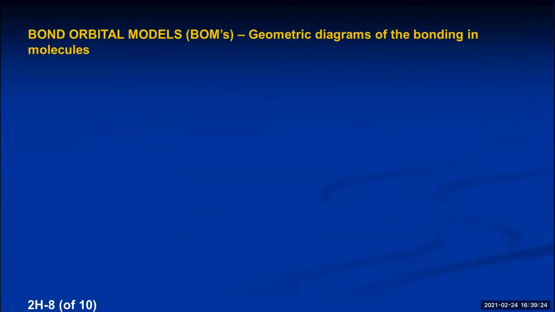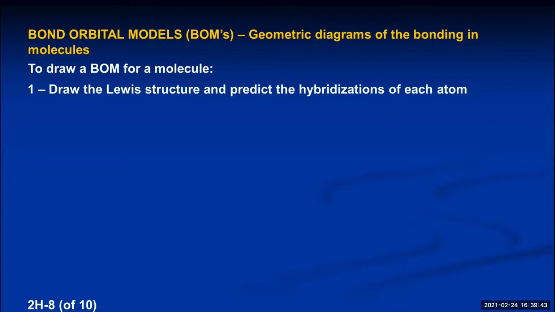Sure, no problem. So these structures are called bond-orbital models, and this is what your next homework assignment, due on Monday, will be doing. You're going to be drawing geometric diagrams of the bonding in molecules. And so what did we do to try to draw a good bond-orbital model? We did essentially 3 steps. To draw a bond-orbital model for a molecule, you have to first draw the Lewis structure. You have to predict the hybridizations of each atom.